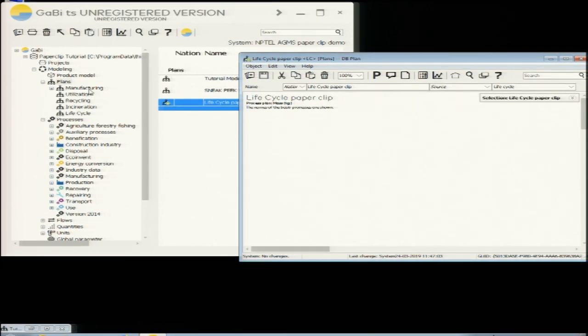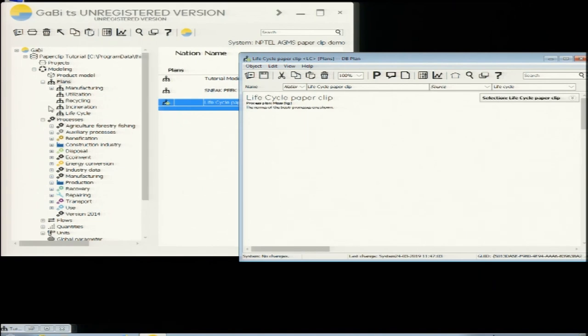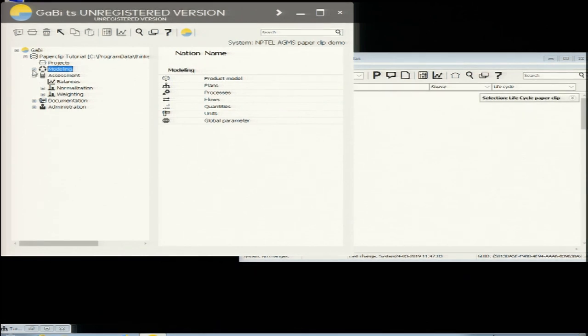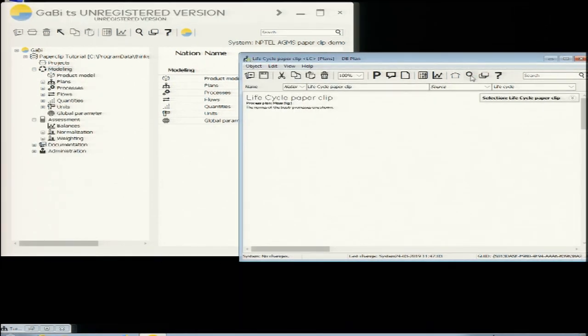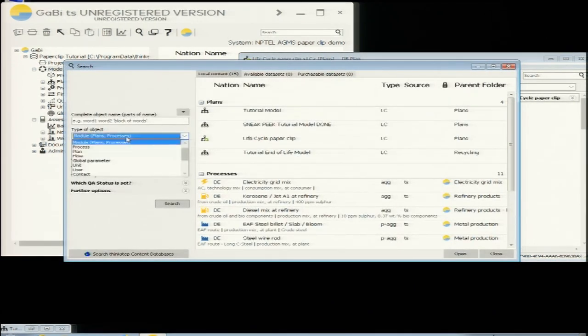Next, we need to add a process here. To add a process, we can either go from here and manually select the process if we know the specific location of the process, or we can just search for the process from this search bar. We need to put here what we are trying to search. Is it process? Is it plan? Is it flow? We are trying to search a process here.